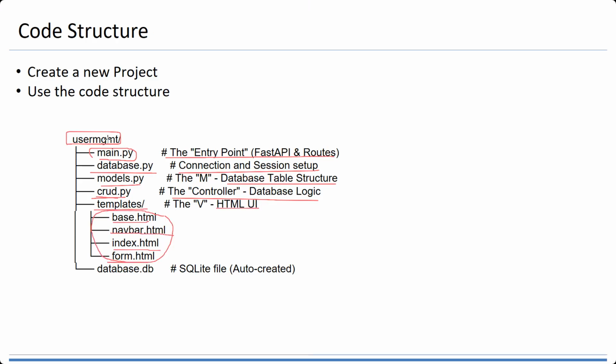Now let's create a new project. Maybe let's put the name user mgmt. For the DB, I'm using SQLite. It will be generated after you run the code.